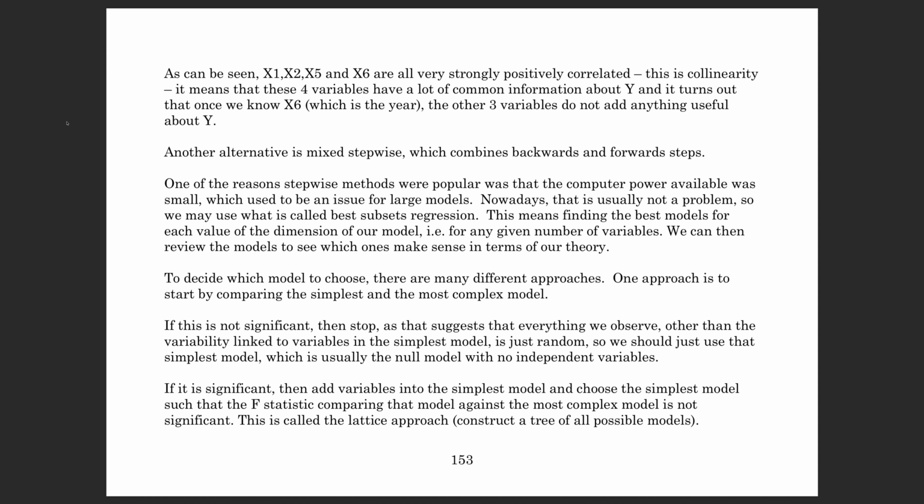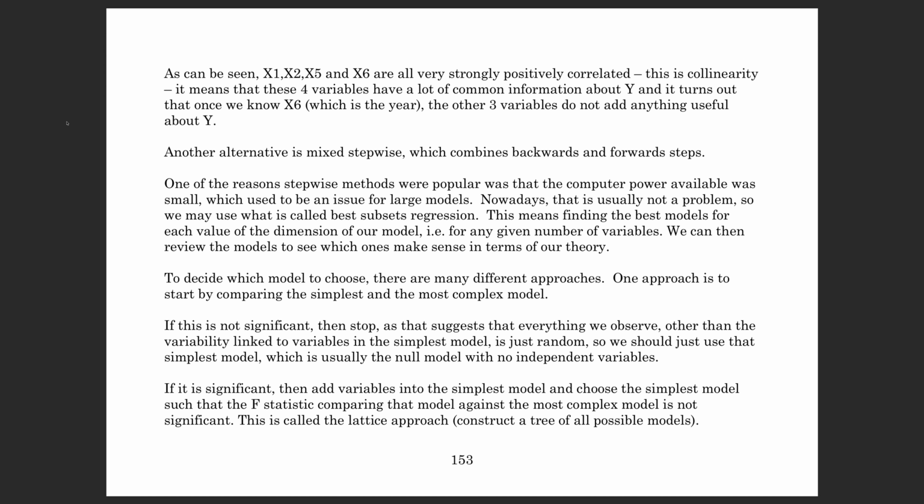And if that's not significant, we should stop, as that suggests that everything we observe, other than the variability linked to the variables in the simplest model, is just random. So we should just use that simplest model, which is usually the null model with no independent variables, but it might, of course, in some cases still have our control variables that we want to retain even in the simplest model. On the other hand, if that is significant, that means that our simplest model is not good enough.